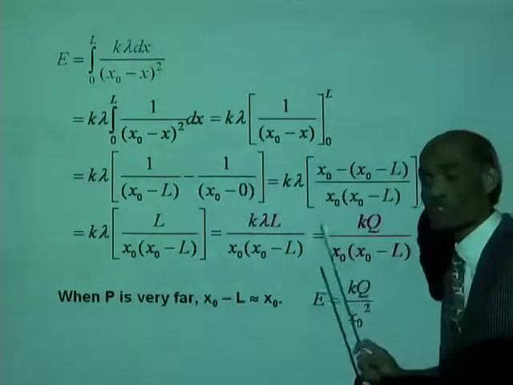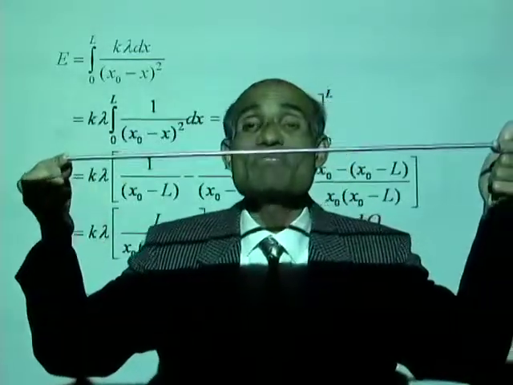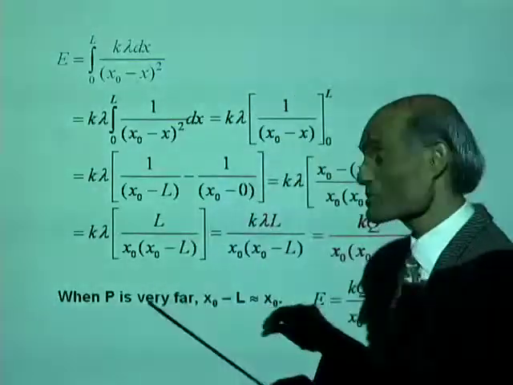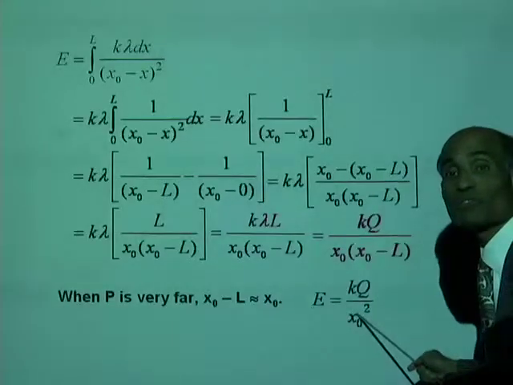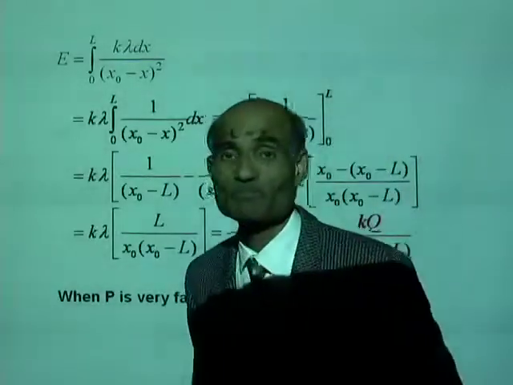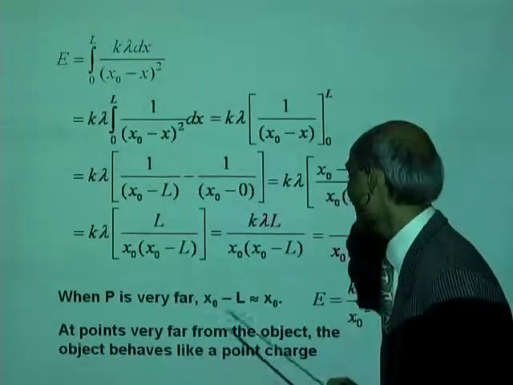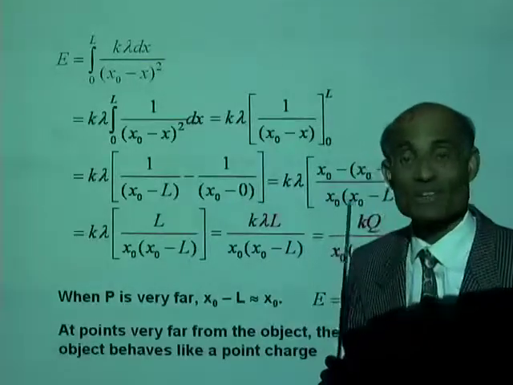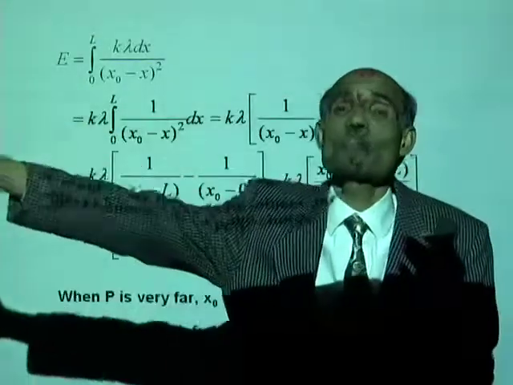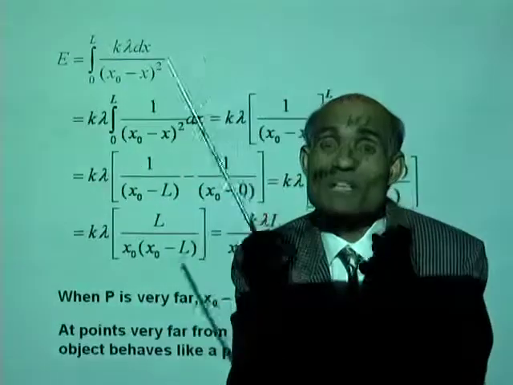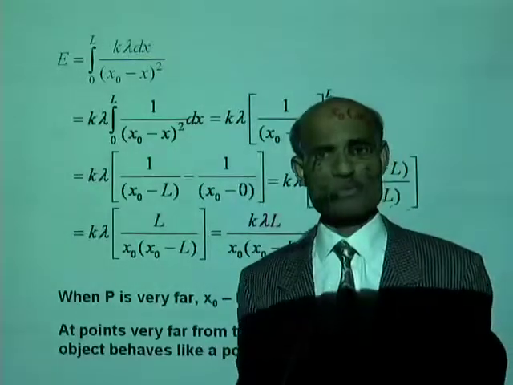In other words, you can see when the distance is very large, this object will behave like a point charge. Isn't this the equation for the field due to a point charge? Yes. Okay. A point very far from the object behaves like a point charge. And that is true for any extended object. When you take the points very far from the object, the extended object can be considered to be a point object. I think you can understand that point.